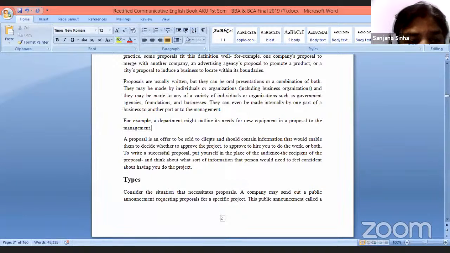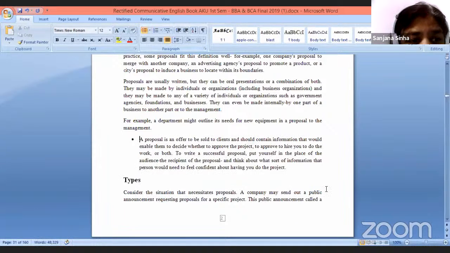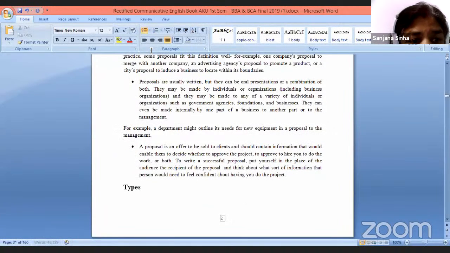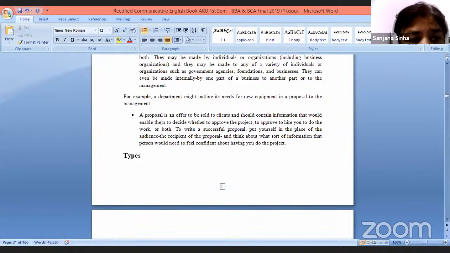A proposal is an offer to be sold. These are the different types of definitions which you can see. So a proposal is an offer to be sold to the client and should contain information that would enable them to decide whether to approve the project. So your proposal should have all the relevant information, all the important information that will help the reader to approve your project, to approve or to hire you to do the work, or both.